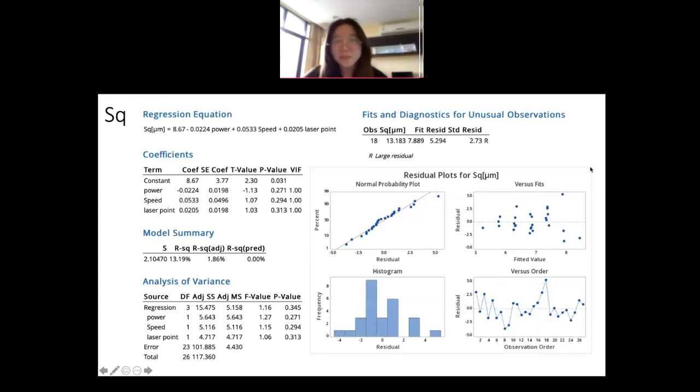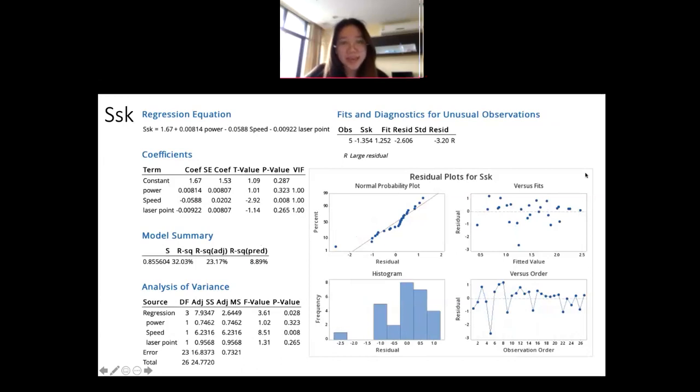And then for SSK, here's also the regression equation. The R-square adjusted value is 23.17%. And for the versus fit plot, this one is more balanced, scattered near 0, compared to the first one.